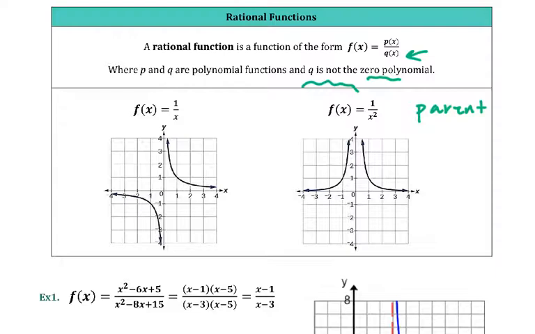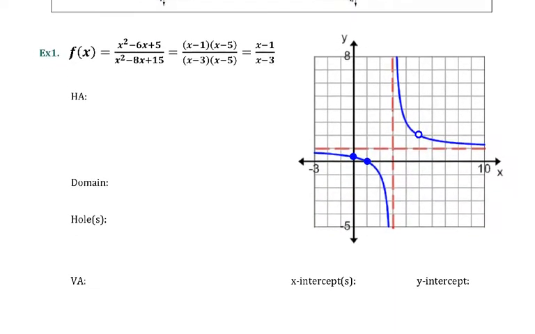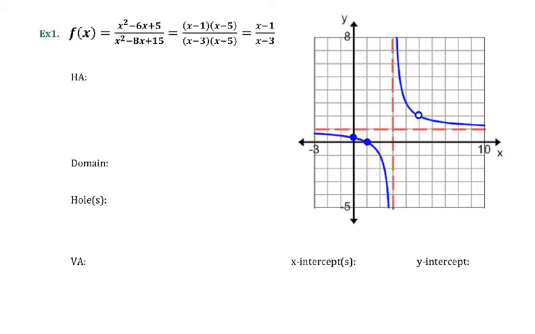So before we get into all the rules, I'm going to work through an example with you. This is an example of a rational function. We have a quadratic polynomial over another quadratic polynomial. Both the numerator and the denominator can be factored. And one other thing to notice is that we have this pair of factors that's going to reduce out. So if I reduce it away, I end up with just x minus 1 over x minus 3.